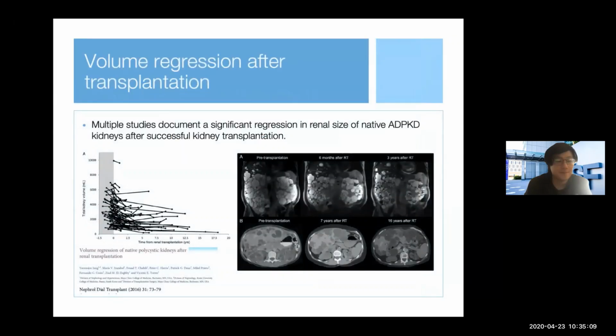Keep in mind, there are studies out there that show a significant regression in kidney size of native kidneys after transplantation. And some of these can be fairly dramatic, but I would caution you that they're not 100%. So if you look at this diagram, you can see there are quite a few patients on this list that have a fairly flat renal size after transplantation out to 12.5 years.